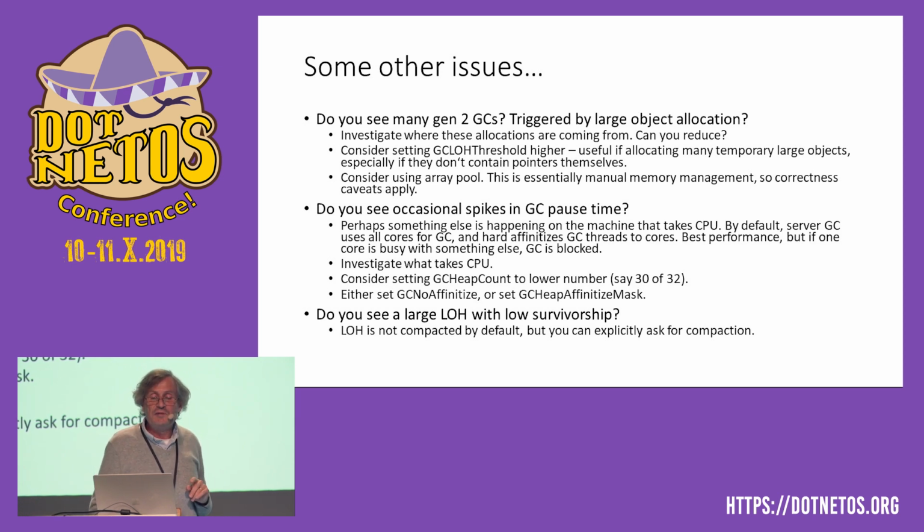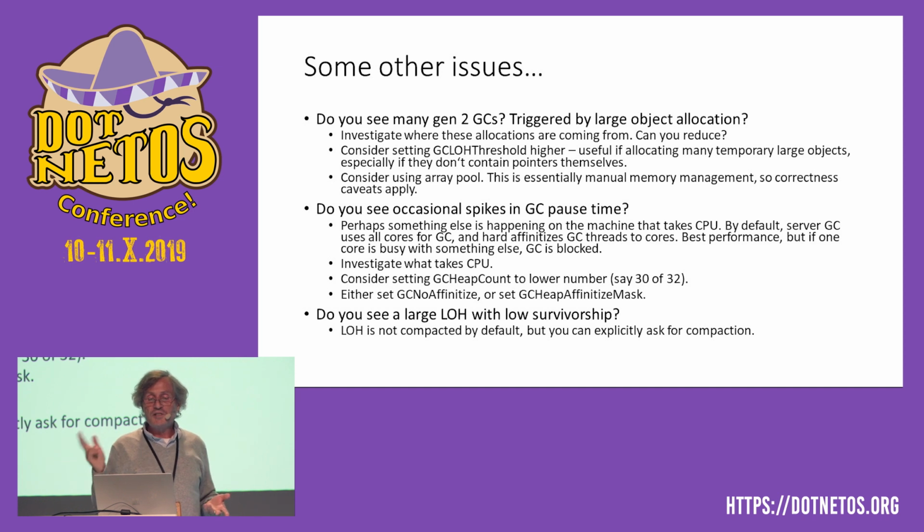Another thing we've seen are occasional spikes in GC pause time. And that tends to happen when there's other high priority activities happening on the same machine. Because server GC uses all CPUs by default, and it actually needs them all to run, if you have another activity that takes one of those CPUs away, the other threads will get blocked from making progress, and that will increase your pause times.